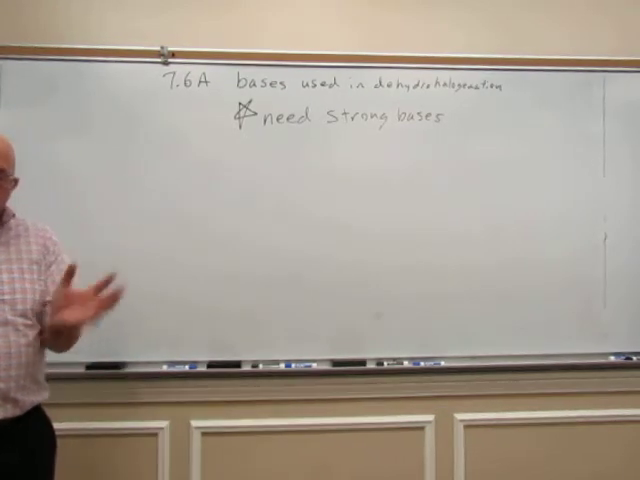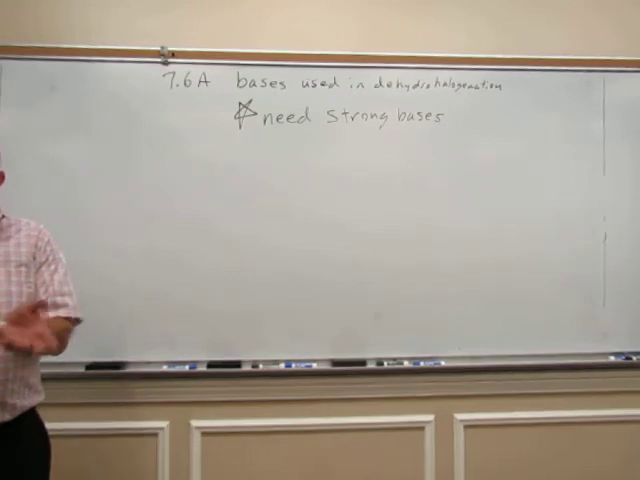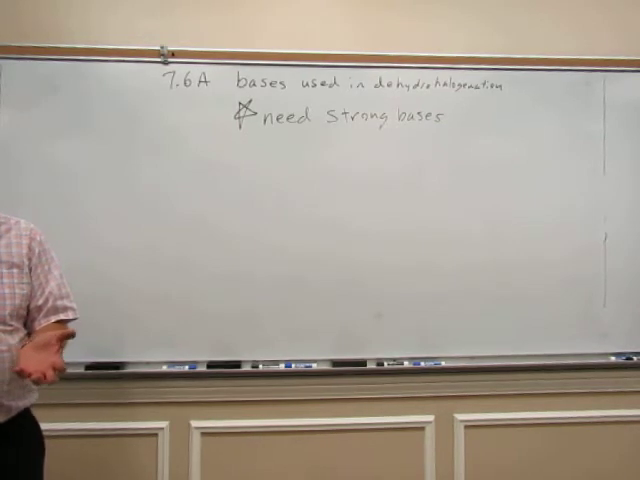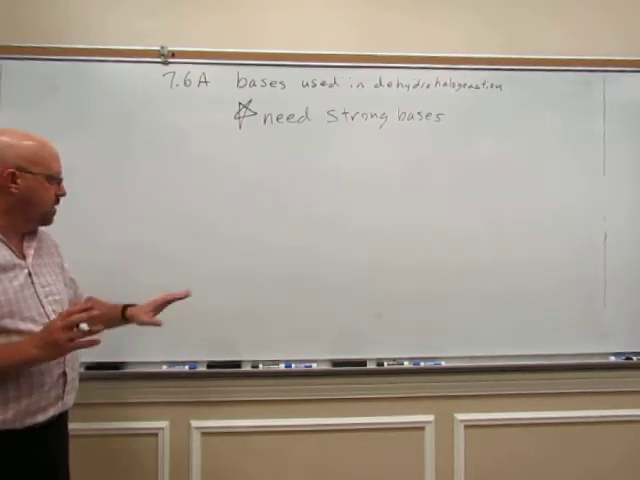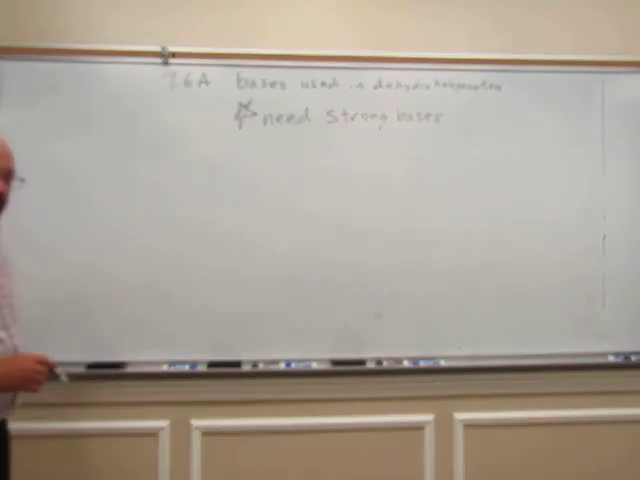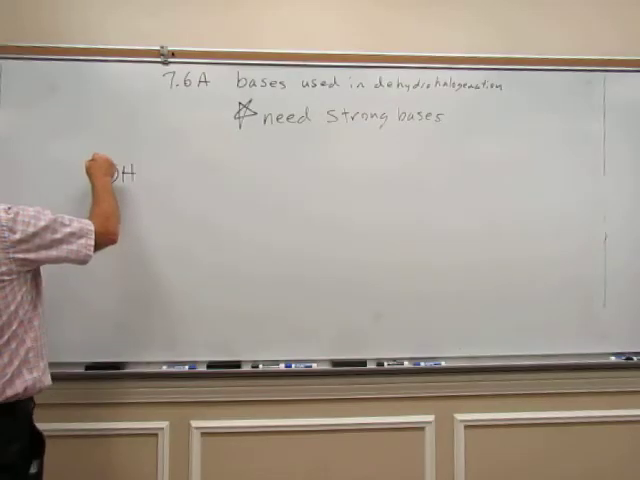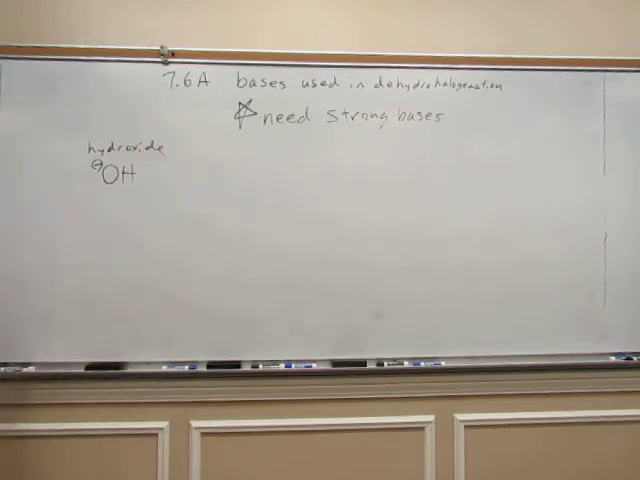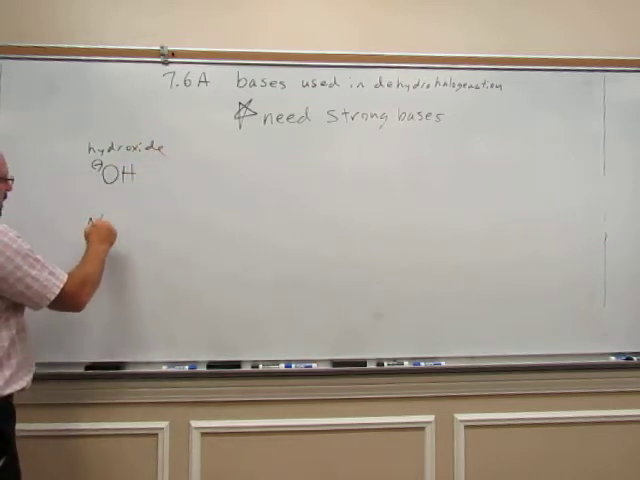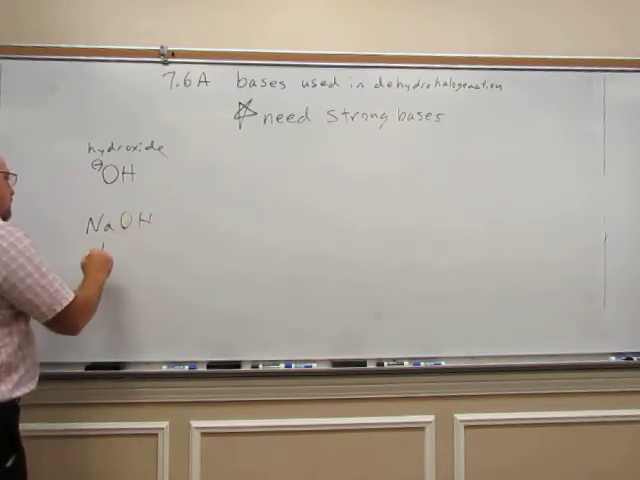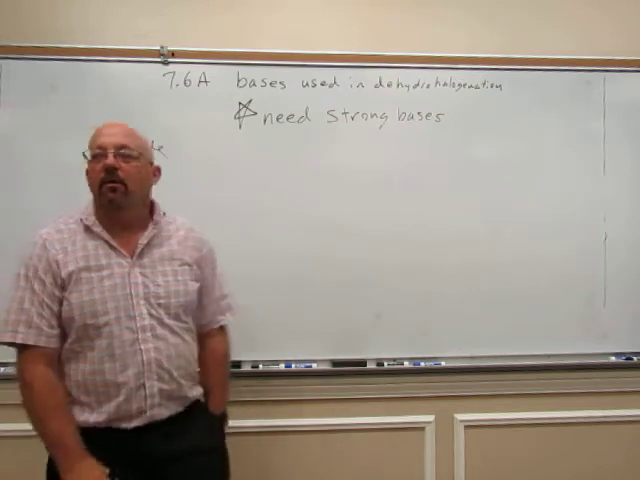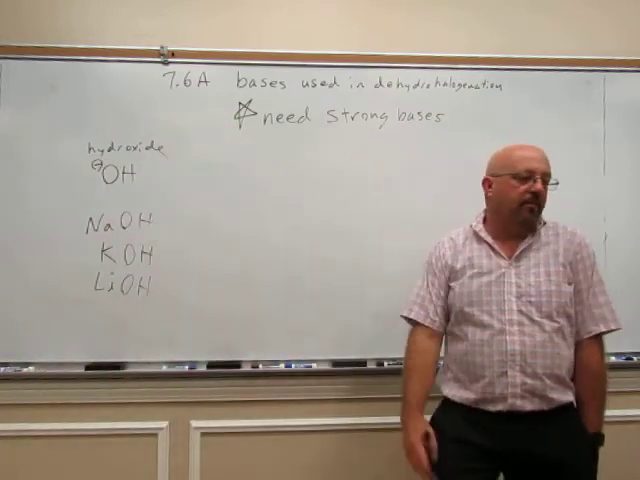I gave you a chart to tell you which way these reactions are going to go, if they're going to do SN2, SN1, E2, E1. But also with that, I gave you a list of some strong bases. So let's review those. Some strong bases include a hydroxide. Doesn't matter which hydroxide, could be sodium hydroxide, potassium hydroxide, lithium hydroxide. That doesn't matter. Just a hydroxide. The metal doesn't matter.